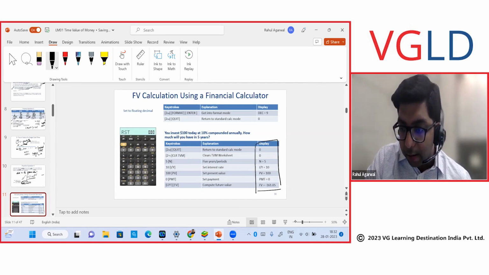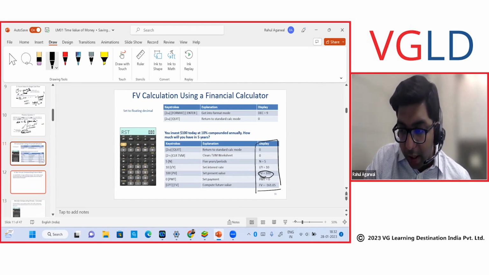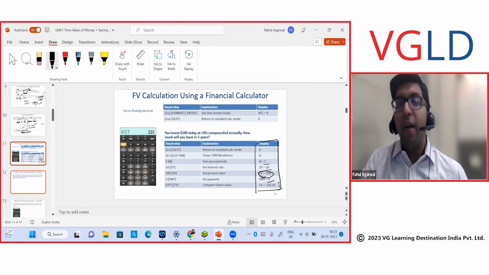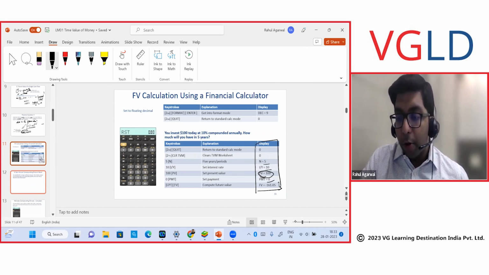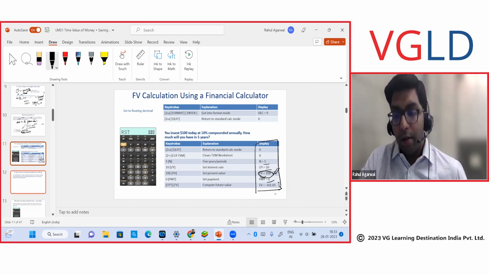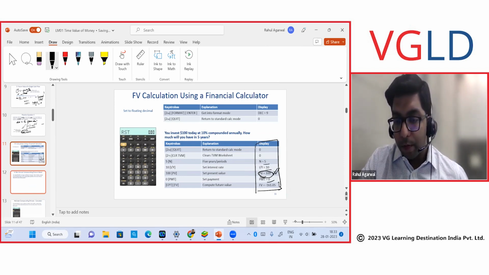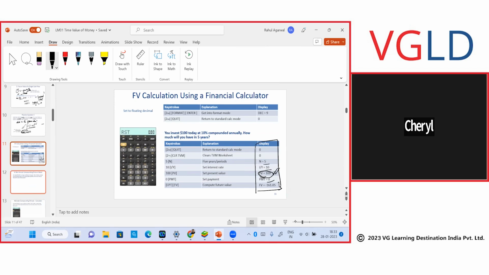Basically, they are saying that present value is 100, interest rate is 10%, number of years is 5, PMT is 0. Calculate the future value. See, future value is coming negative. Why? Because I did not put a negative sign in present value. Suppose you have borrowed 100 today. So how much do you need to repay? You need to repay 161. That is why it is coming negative. Everyone, am I clear? Yes, sir.